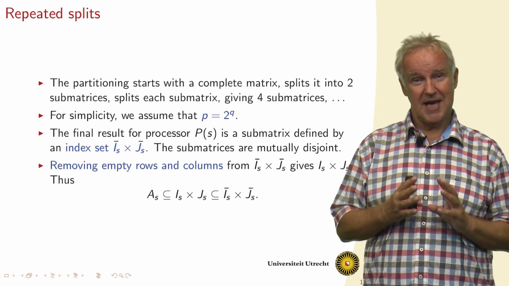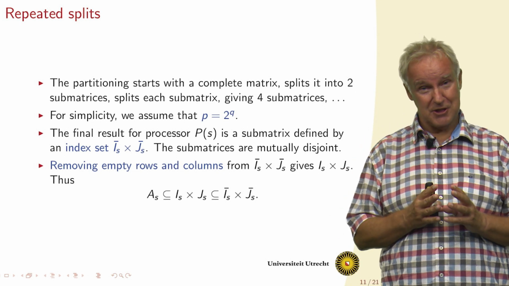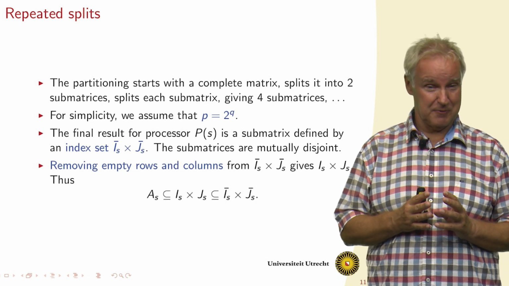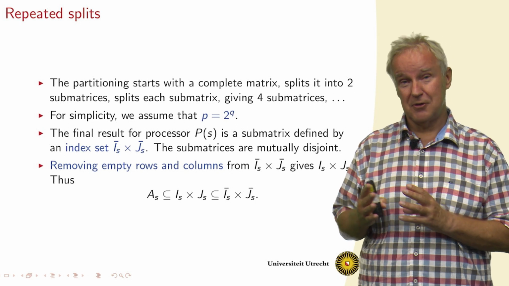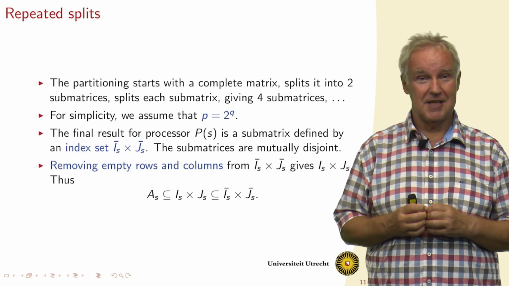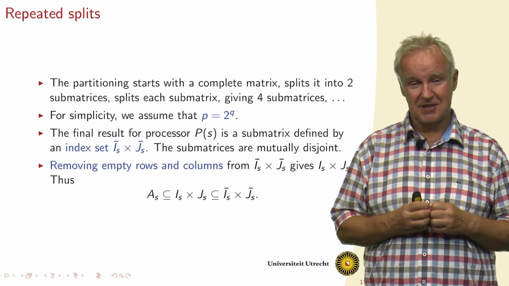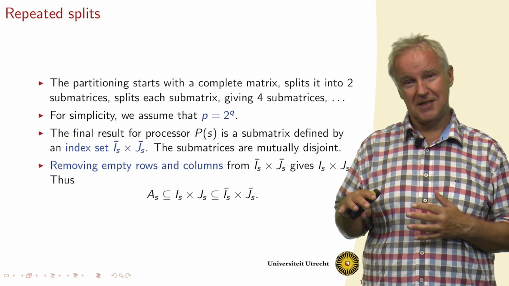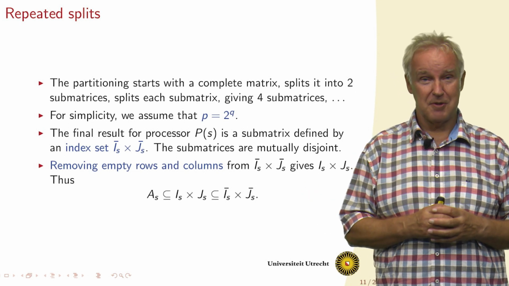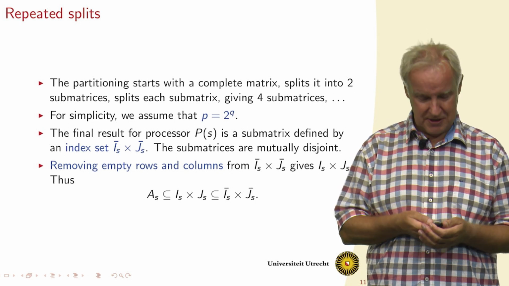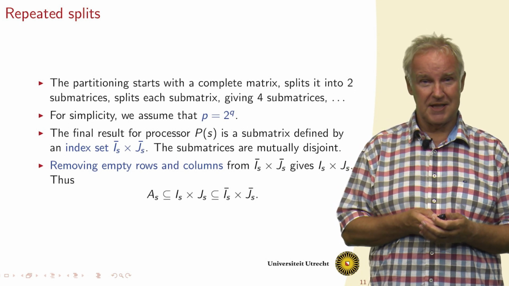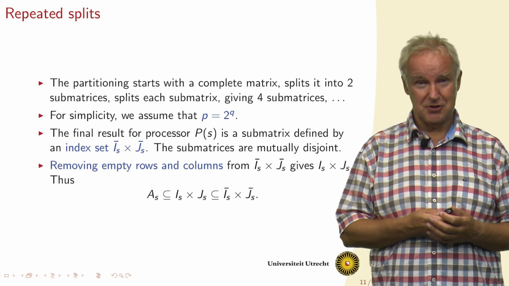So altogether we have our local sparse matrix of processor s, which we call A_s. It's contained in a rectangular submatrix, I_s times J_s, and that one is contained in a little bit bigger submatrix, and these are all disjoint. So that's an advantage of this Mondriaan distribution. We do get disjoint submatrices.